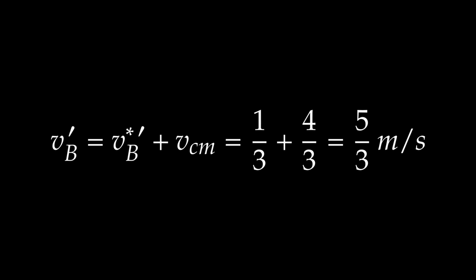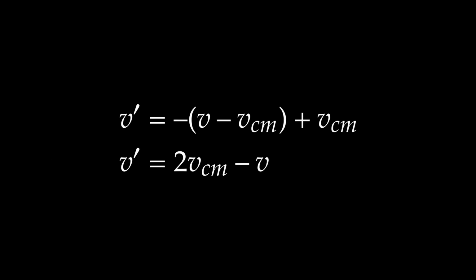Well, the first thing that I had to do to get a velocity after collision is I had to take the velocity before the collision and subtract the center of mass velocity from it. That's the first step. And then I had to reverse its sign, so I slap a negative sign on there. And then I had to add the center of mass velocity to it.